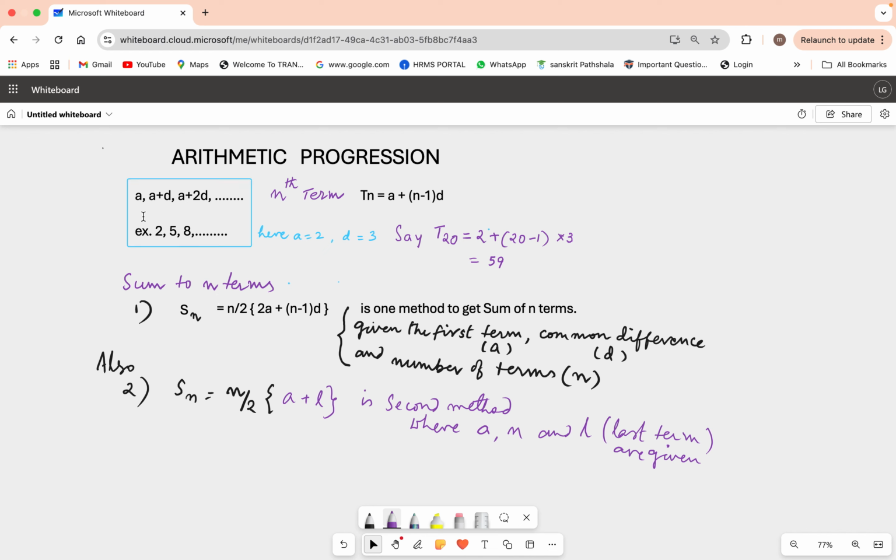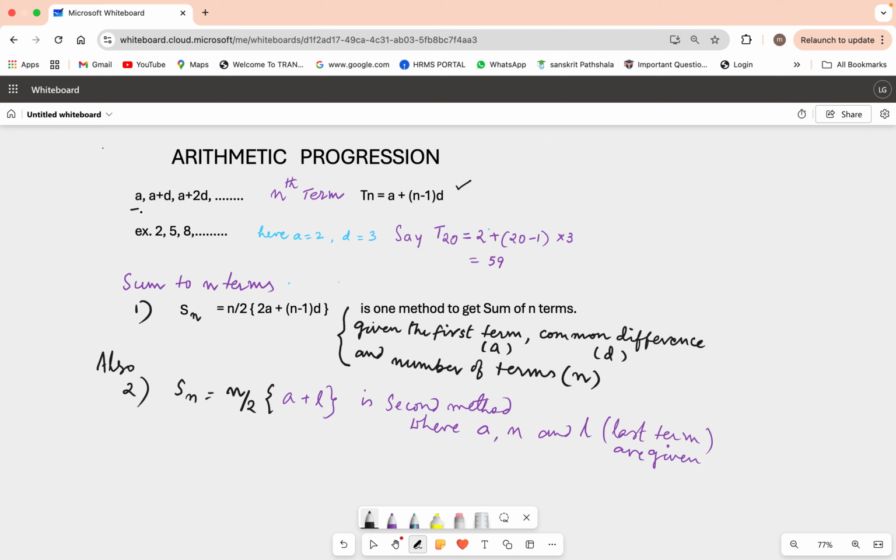If I start with a term called A, this is my first term, then I go on adding a common difference D, I get A plus D. Further, if I add D, I get A plus 2D and so on. In such a case, the nth term in such a series will be Tn equal to A plus (n minus 1) into D. Fine. So this is how an arithmetic series is obtained.